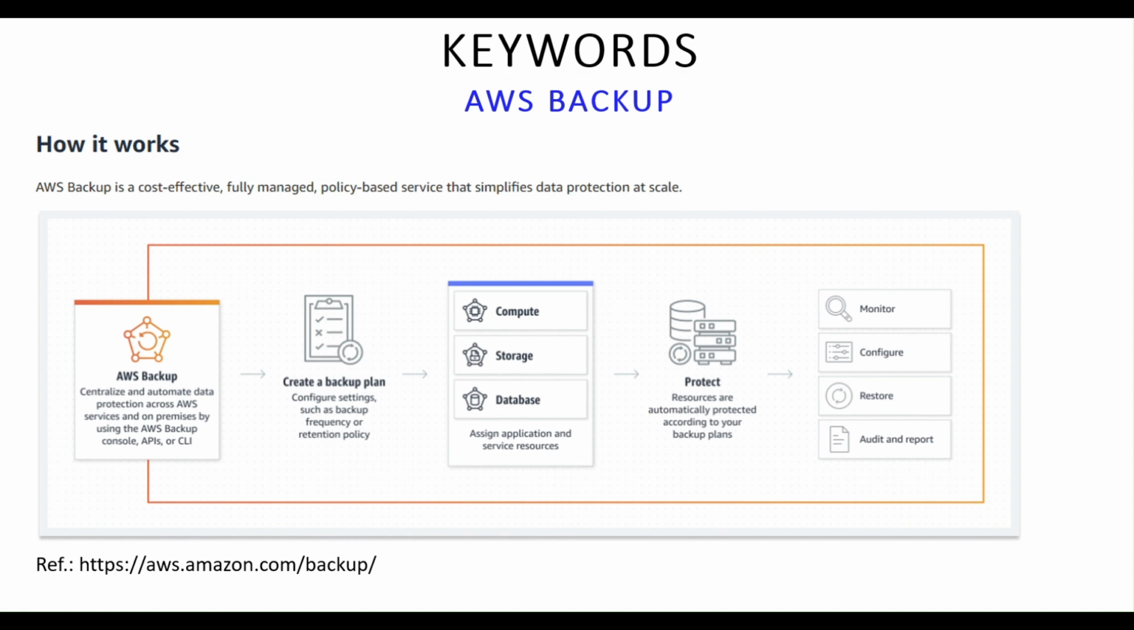So with AWS Backup, we can create a backup plan and back up compute resources like EC2, storage like S3, EFS, databases like DynamoDB and others, and we have the ability to protect them using an air gap environment and using Vault. And also we will be able to monitor them, configure them, restore them, and audit them. So that is the beauty of using AWS Backup.